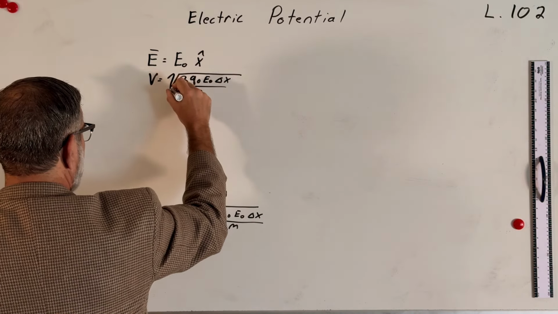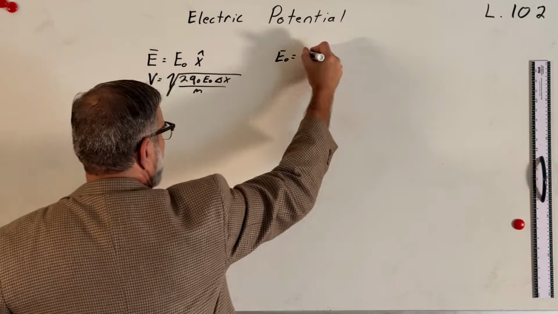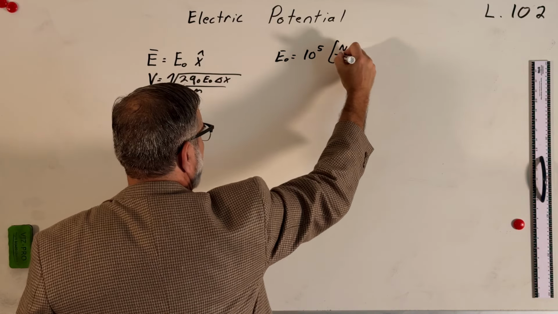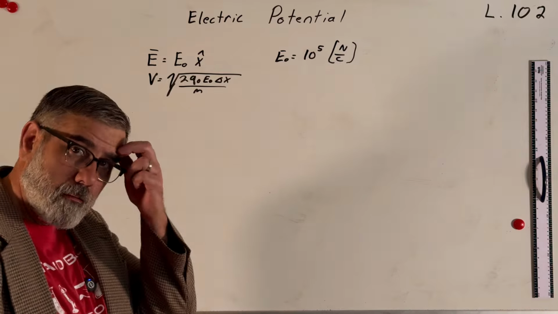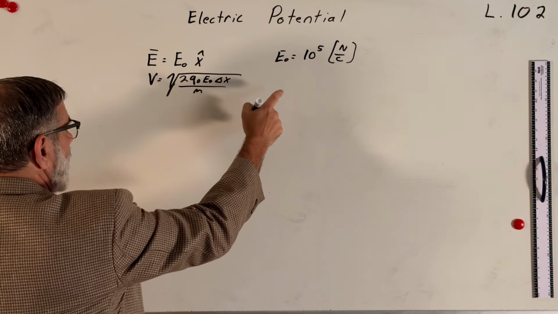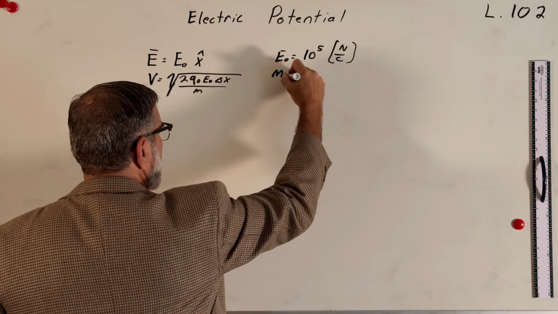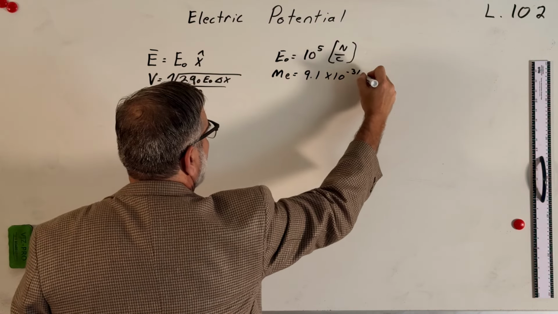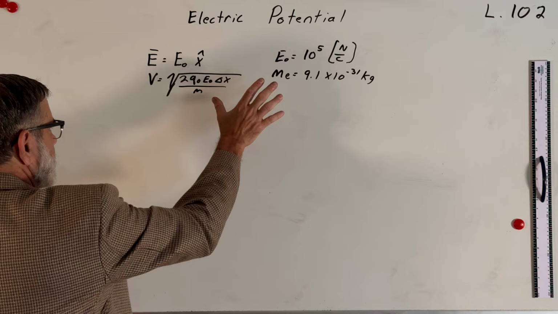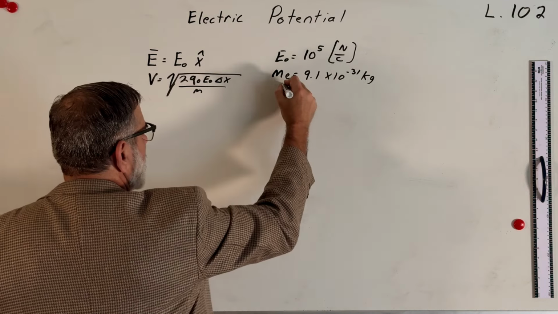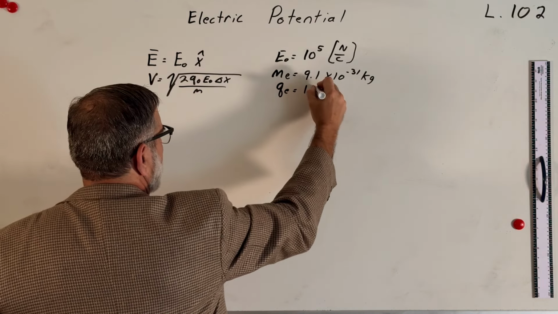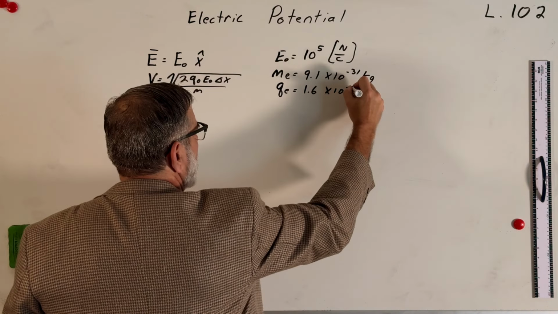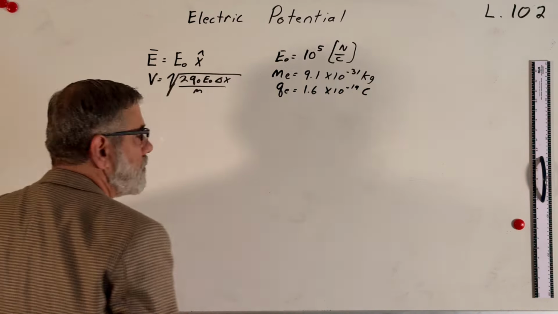over the mass. Let's let E naught be equal to 10 to the 5 newtons per Coulomb. And the mass of the electron, by the way, is equal to 9.1 times 10 to the minus 31 kilograms, I believe. So let's put these down. And the charge of the electron, q e, is equal to 1.6 times 10 to the minus 19 coulombs.